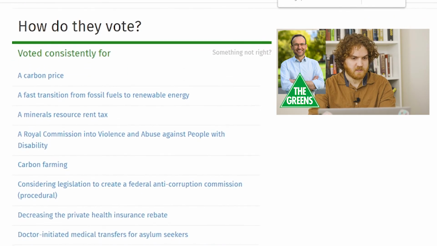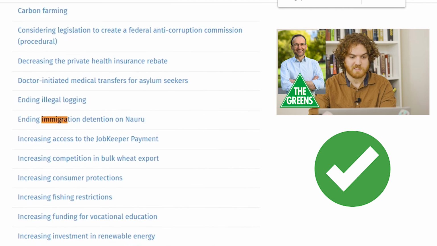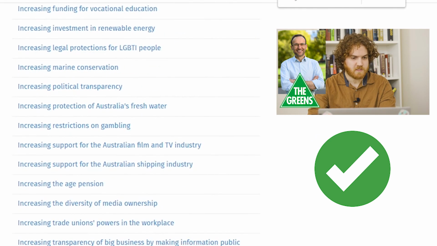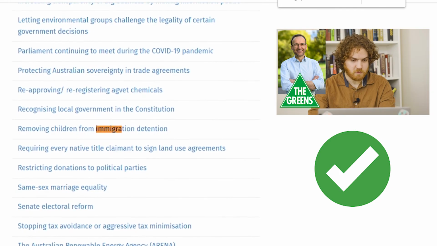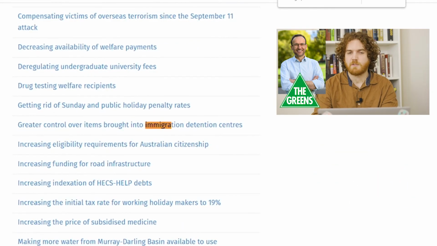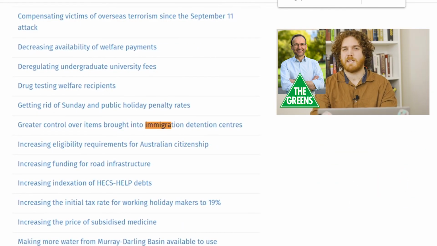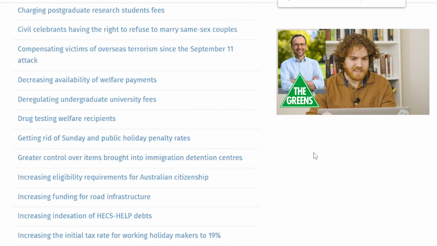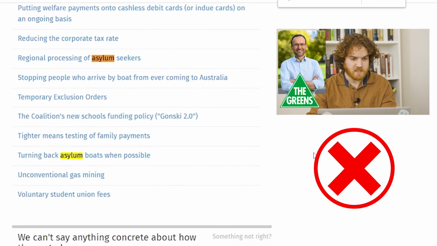He has, though, consistently voted for ending immigration detention on Nauru. He's also consistently voted for removing children from immigration detention. So just to clarify, like I did in the last episode, immigration is a broad term. We are talking about genuine refugees. Adam Bandt has also voted consistently against regional processing of asylum seekers.